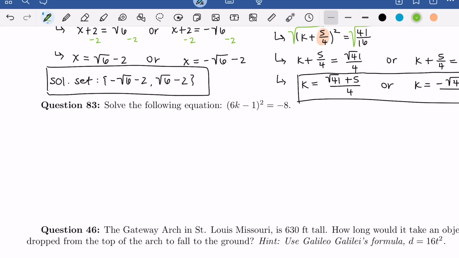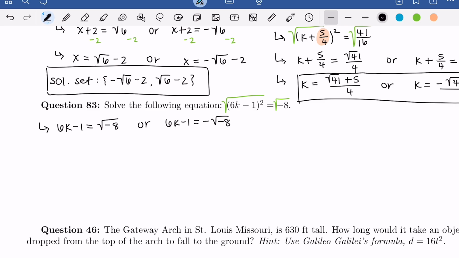So let's take the square root of both sides. Since we're taking the square root of a negative number, that already tells us we're going to end up with some complex solutions. So we're going to have 6k minus 1 equal to the square root of negative 8, or equal to negative the square root of negative 8.